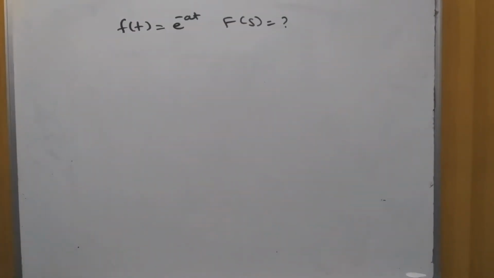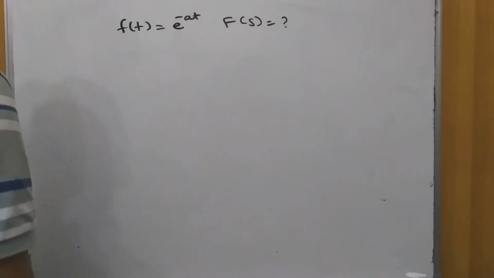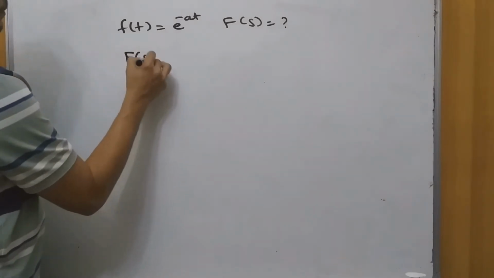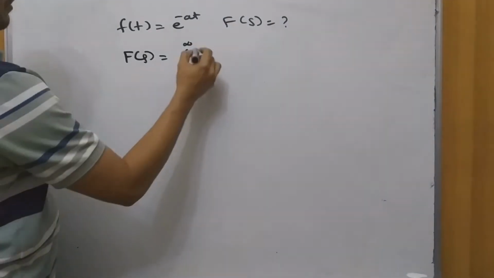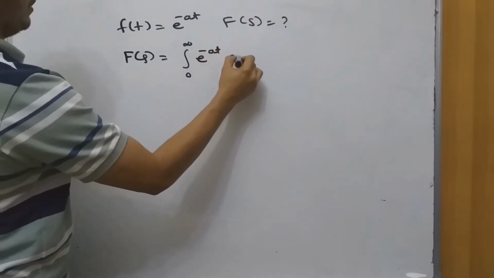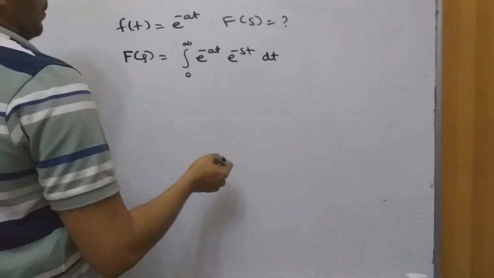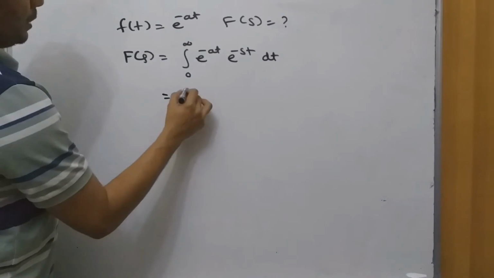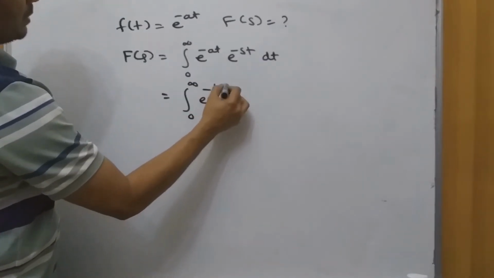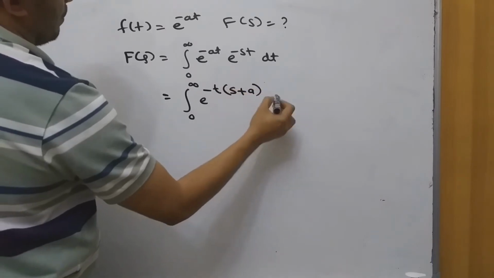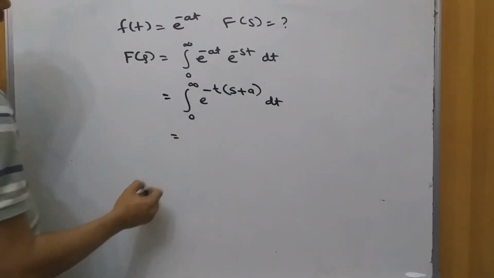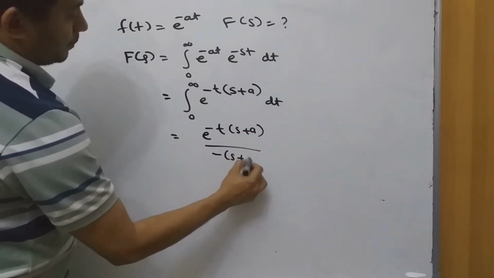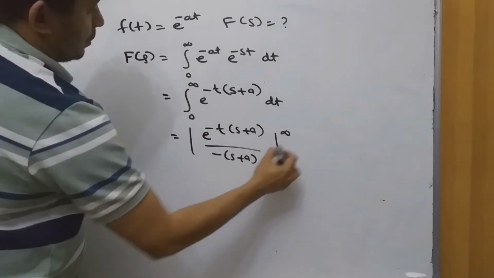Now let us look at an exponential function, which is e raised to minus at, and find f of s. We'll apply the same rule. F of s is obtained by the equation integral from 0 to infinity of e raised to minus at into e raised to minus st dt. As we said before, the given function is multiplied by e raised to minus st and integrated from 0 to infinity. So I'm going to take minus t out, then we'll have s plus a dt. Now, if you integrate, we'll get e raised to minus s plus a t divided by minus of s plus a, within the limits 0 to infinity.